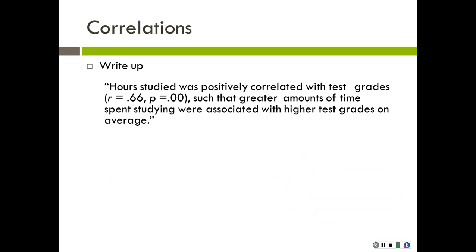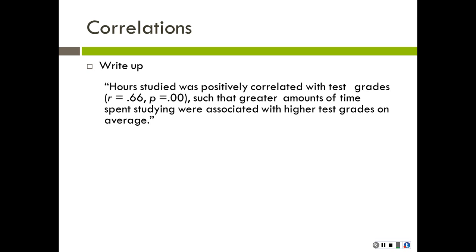If I was going to write this up, this is exactly how I would write it up. Hours studied was positively correlated with test grades. Give the correlation rounded to 2 decimal places. Either give p less than 0.05 or give the actual level of significance up to 2 decimal places. You can also do 0.001 if you want. It's weird, so you can always just do 0.05 and not have to worry. So I say that it was positively correlated such that greater amounts of time spent studying were associated with higher test grades on average, or lesser amounts of time studying were associated with lower test grades on average, right?